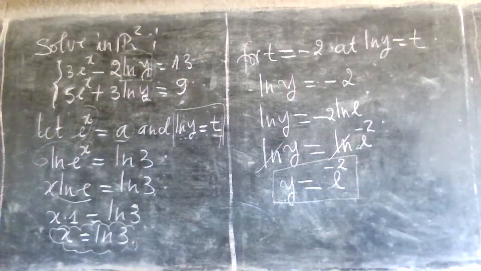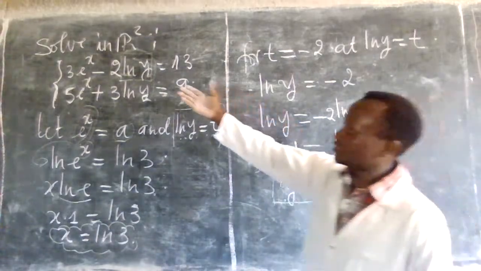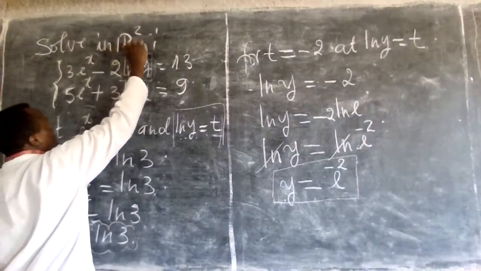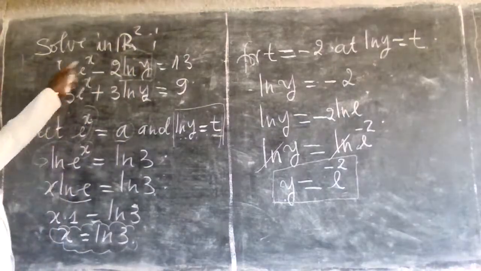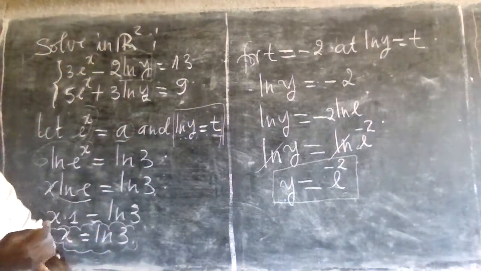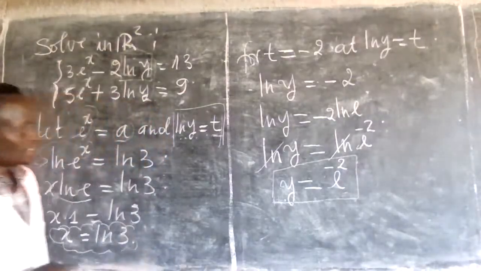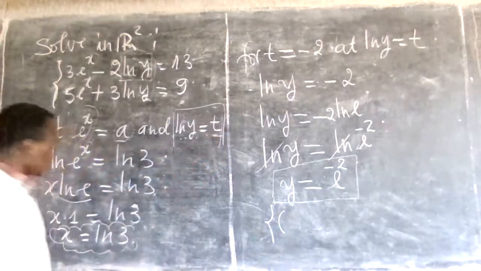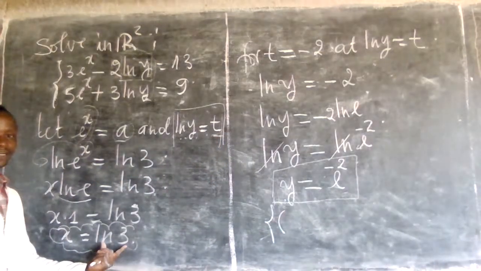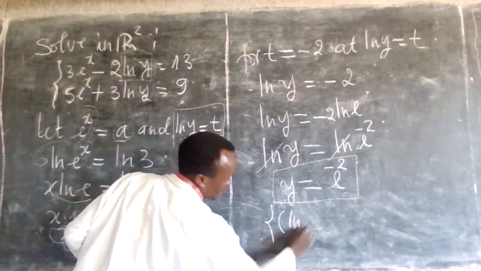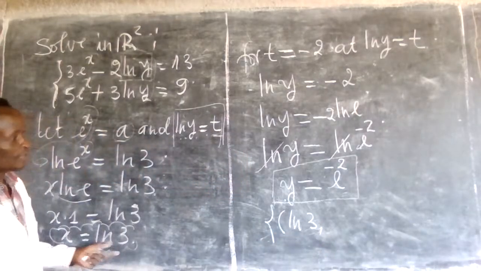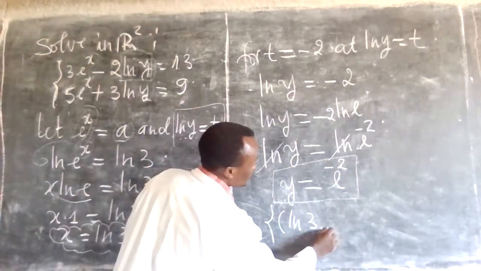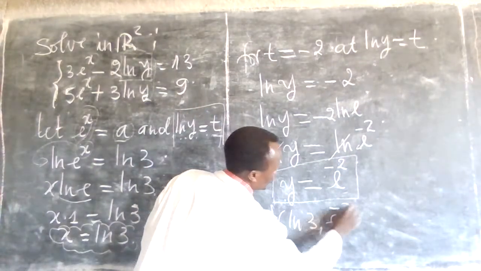So this is the value of y. As they asked to solve this in R square, when they ask to solve in R square, it means that we have x and y. Yes? Now finally, as a solution, this is the value of x, it is ln of 3. And what is the value of y? This is the value of y, it is e power minus 2.